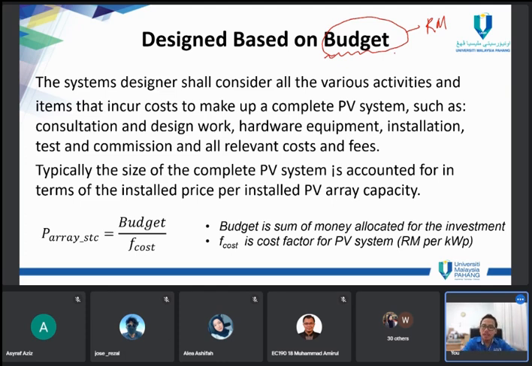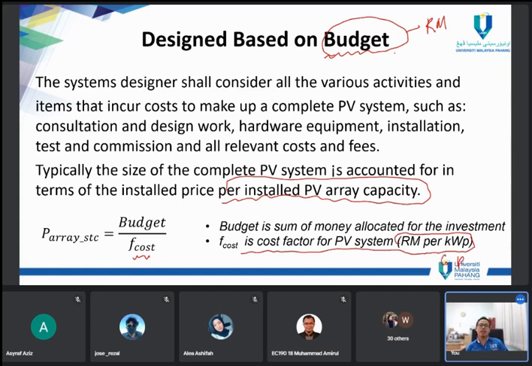Okay. So typically the size of the complete PV system is accounted for in terms of the installed price per installed PV array capacity. In other words, there's a called F cost. So it's a cost factor for PV system, RM per kilowatt peak. Okay. Like I told you, maybe around RM 3 to 4K per kilowatt peak. Maybe that's the market value. I'm not sure. I didn't check for the latest one, but maybe within that region.